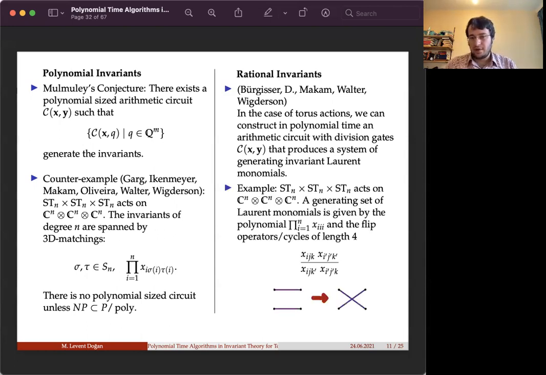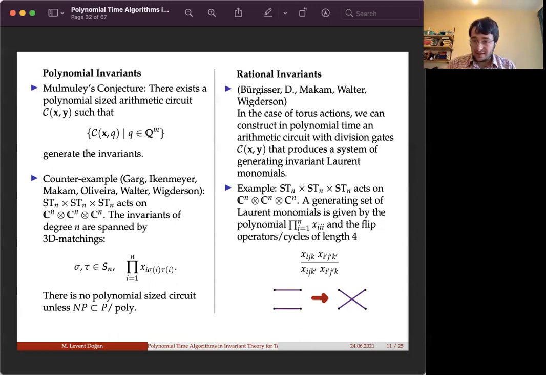Okay. So why does that happen? Let's continue the example, the same action. On the left, we have polynomial invariants given by 3D matchings. On the right, we have rational invariants. Having denominators means that we can add and remove edges from matchings. So we define these flip operators, or equivalently cycles of length 4. It is hard to picture in 3 dimensions, so consider bipartite graphs and perfect matchings. Say you have two edges like this in the perfect matching. You remove them and replace them with the cross. This is called a flip operation. The thing is, starting from one perfect matching, you can obtain all the rest by applying these flip operations.